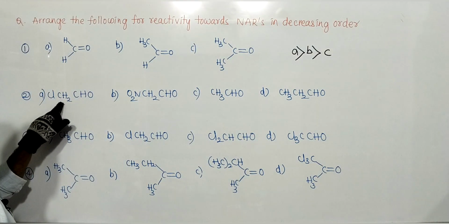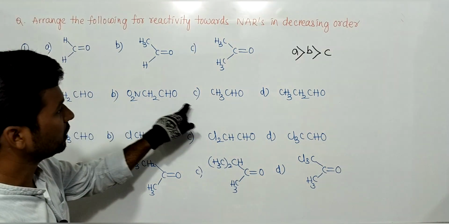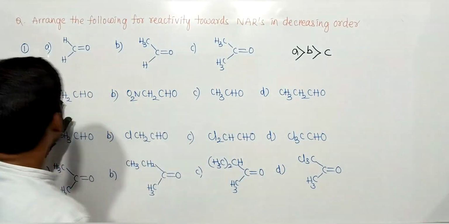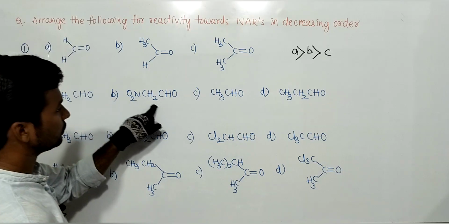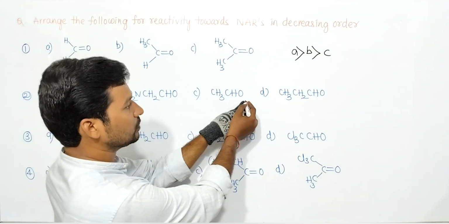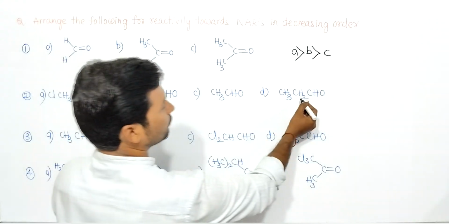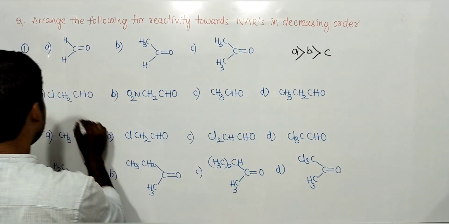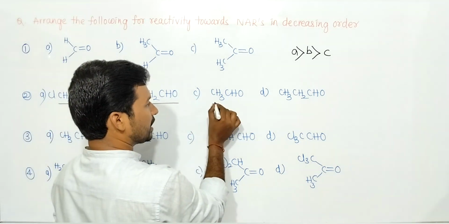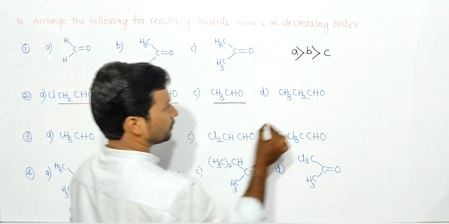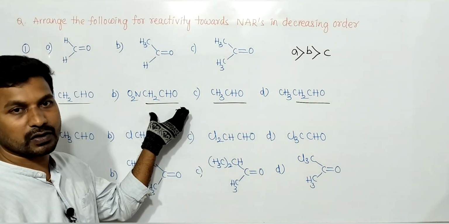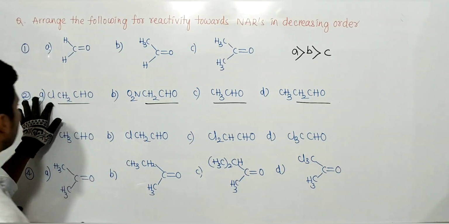Next, here we have CH3CHO, CH2CHO. What is common in them? Remove H, CH2CHO. So CHO means a carbonyl compound, and they undergo nucleophilic addition reaction. So here what is present?